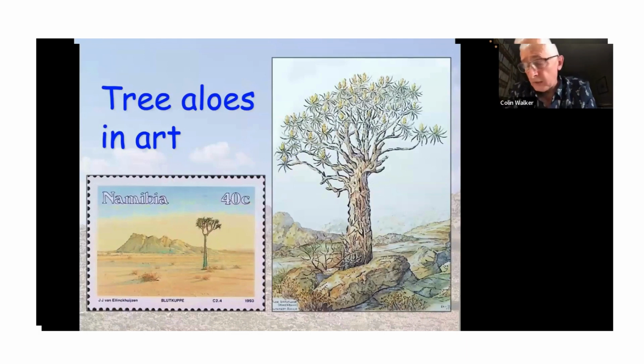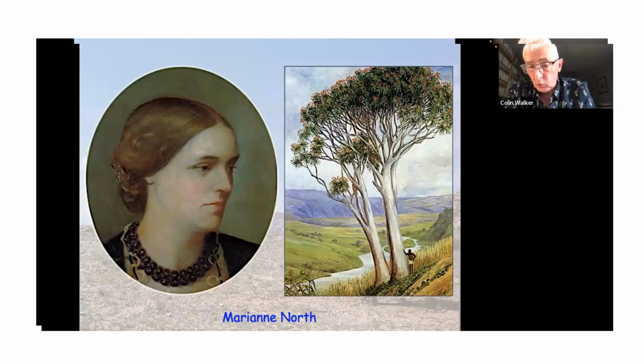Right, final quick section then, tree aloes in art. So tree aloes have appeared in various art forms. Here we have a painting on the right and a stamp on the left. First, let's look quickly at a few paintings. Marianne North was an intrepid Victorian lady. She travelled the world for 30 years painting.